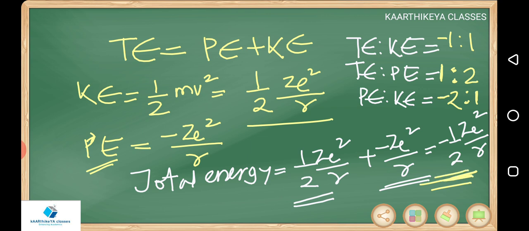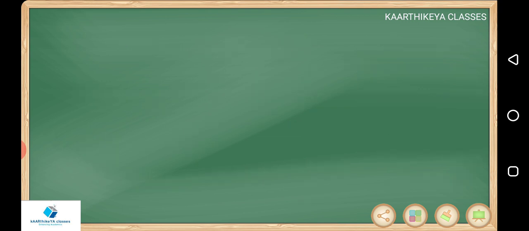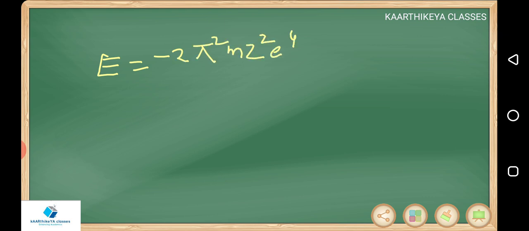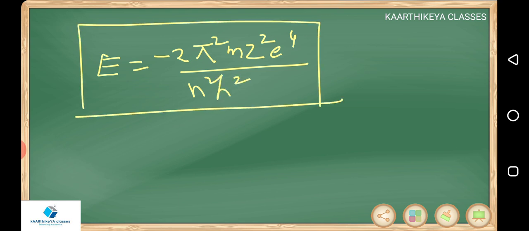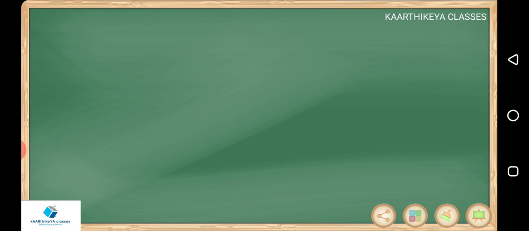Now in this expression minus half of Z square by r, if you substitute the r value here, that is n square h square by 4 pi square m Z square, you are going to get the final expression as E is equal to minus 2 pi square m Z square e to the power of 4 by n square h square. If you substitute all the values and simplify this, you are going to get different expressions, beta. For hydrogen atom, if you take Z is equal to 1, I am taking, for hydrogen atom that is Z is equal to 1.